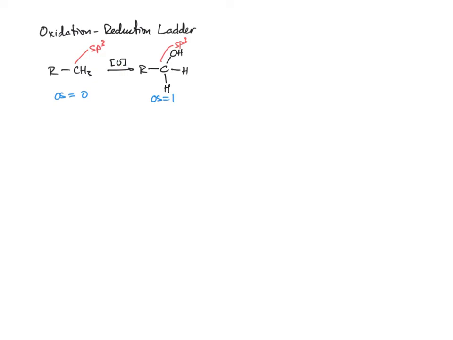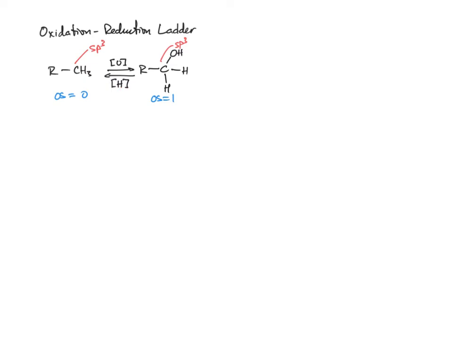So I said this was an oxidation reduction ladder, so you can actually reduce that back down using some set of conditions. And I'm going to put an H in there to signify reduction. So if you're going from an oxidation state 0 to 1, that's an oxidation. If you're going from 1 to 0, that's a reduction.